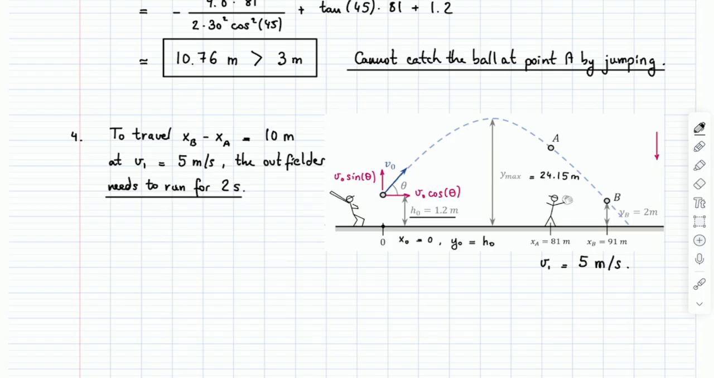So it's going to take him 2 seconds to get to point B. Right. Now let's see how long it takes the ball to get to point B. Because if it's less than 2 seconds, by the way, he's cooked. He's not going to catch it. Right. If it's more, then he's got to time it right, but he can make it.